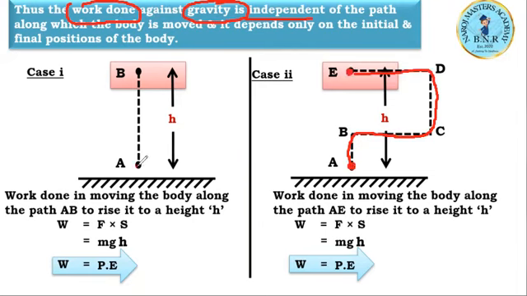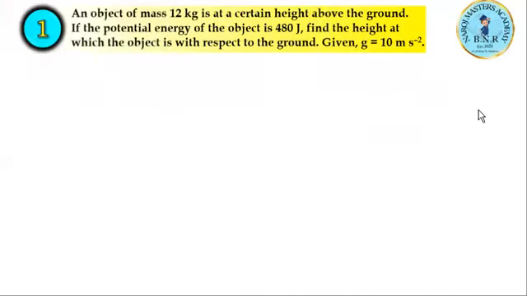If the height traveled by the object in both cases is the same, then the work done is also the same. It will never depend on how the position is changing. It depends only on the initial and final positions, only two positions. Is it clear?